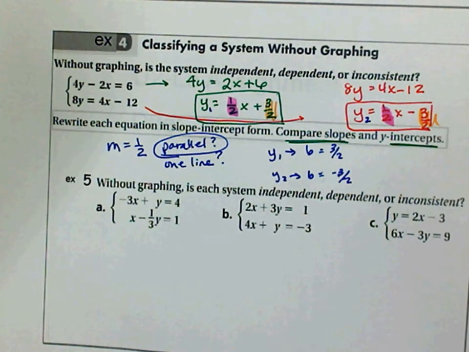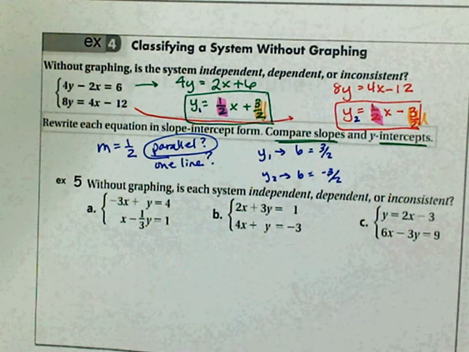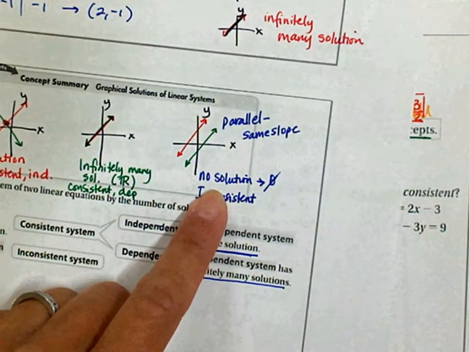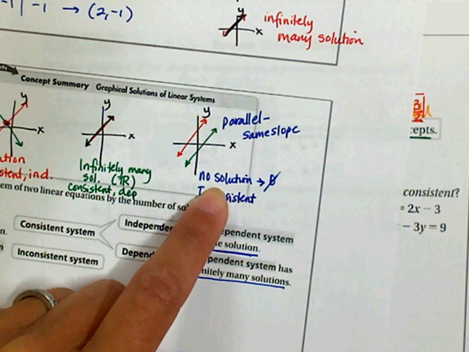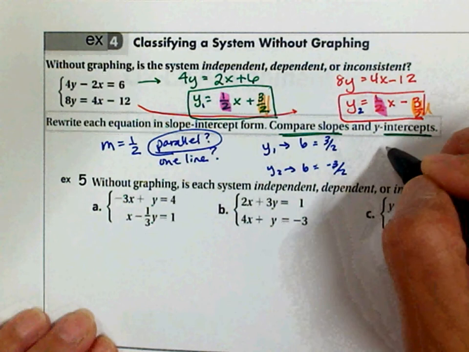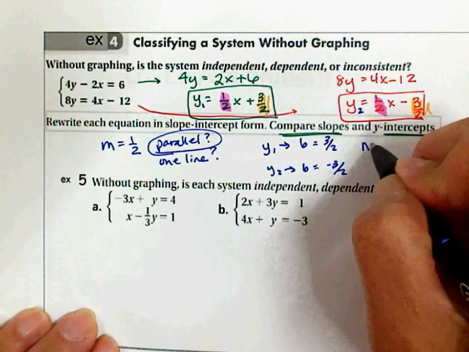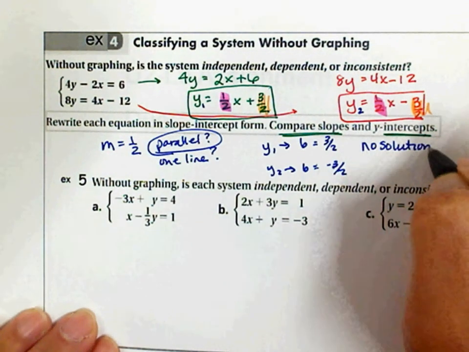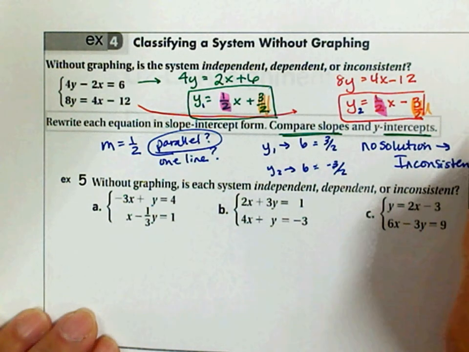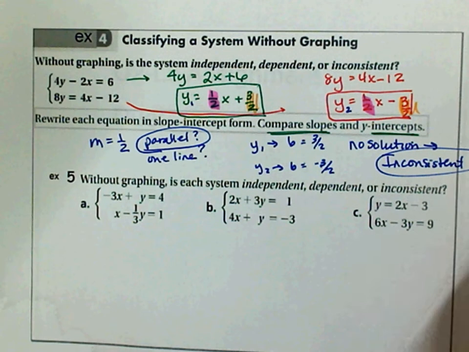So, knowing that, what kind of system do you have? Well, if it's a parallel line, they never cross, they have no solution, so that would be inconsistent. Okay? So this is parallel lines, no solution, and since they have no solution, this would be inconsistent. So there you go. All right, let's look at example 5 and see if we can tell if they're independent or dependent. If they're independent, you know they're consistent.